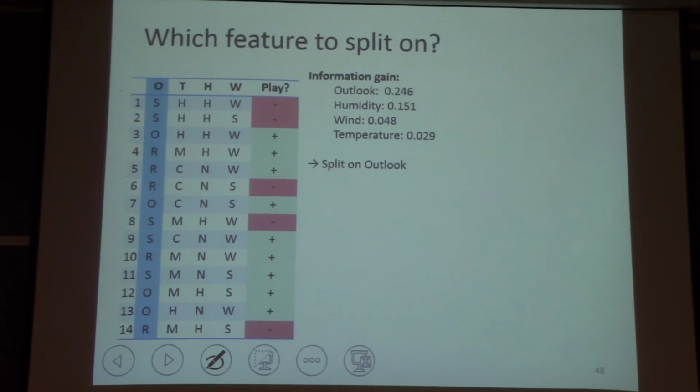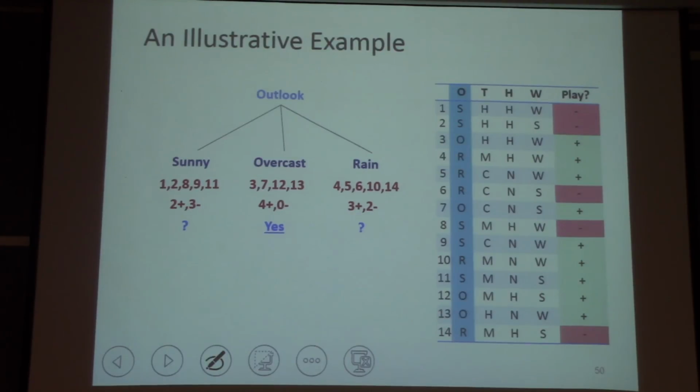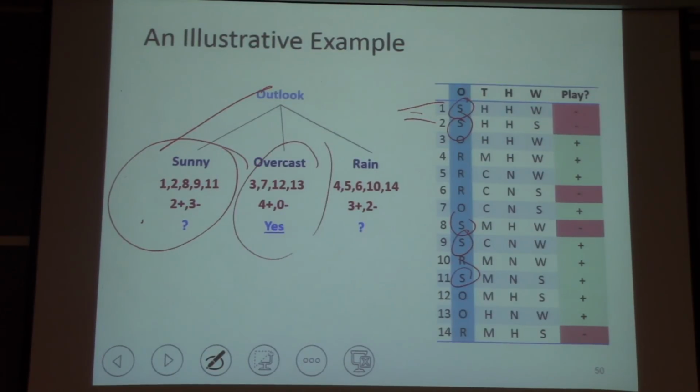So that gives us the root node of our tree. What we have is a sort of proto tree, if you will, whose root is Outlook, and it can take 3 possible branches. Once you take a branch, you're left with only a subset of the data, because only 5 examples still remain to be classified under this particular branch. Similarly, there are only 4 examples that come under this and only 5 that come under this. So you split the data set into 3 parts.